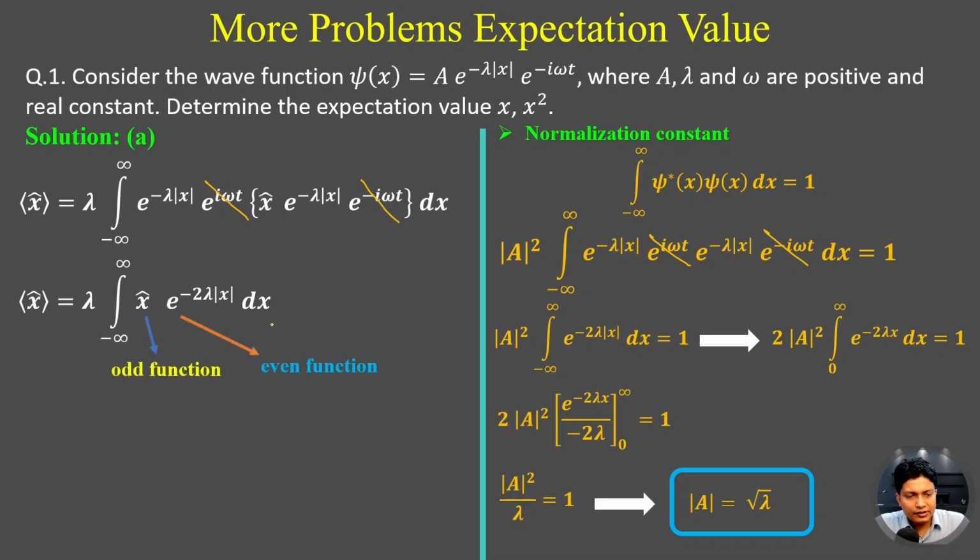Now if we look at this, the first function x is an odd function and the second is an even function, and odd into even will be an odd function. The limits are equal and opposite, so the integration will be equal to 0. So the expectation value of x is equal to 0.